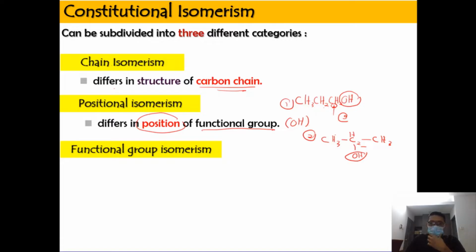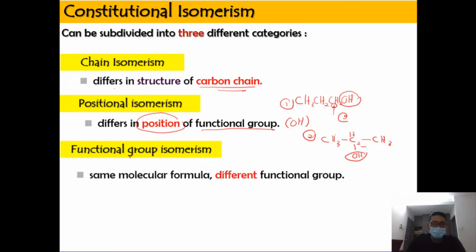For number 1, it only changes in the carbon chain, where we're going to look into the example later. And the third isomerism is functional group isomerism, where they have the same molecular formula, but a different functional group. For number 2, the functional group is still the same, but for number 3, it's totally a new functional group. Let's look into each of these cases in the later slides.